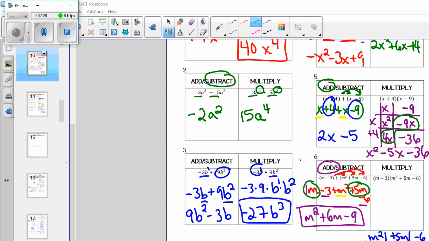So to write my final answer, I have an m cubed plus 2m squared, because a 5m squared plus a minus 3m squared is going to give me positive 2. And now when I combine a 15m minus a 6m, I'll get a positive 11m plus 18.